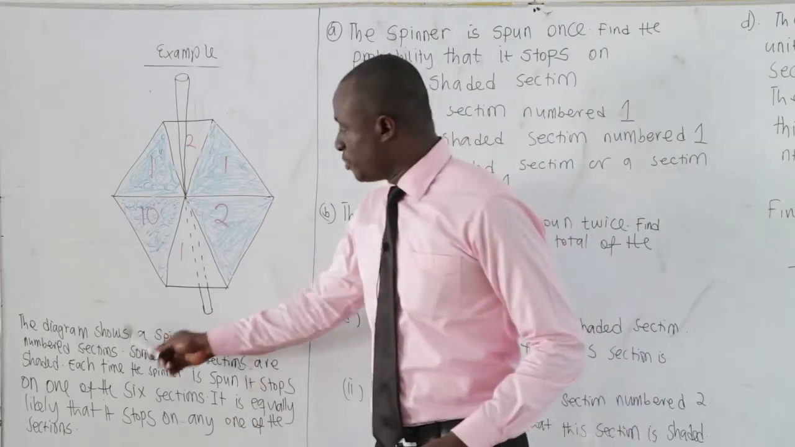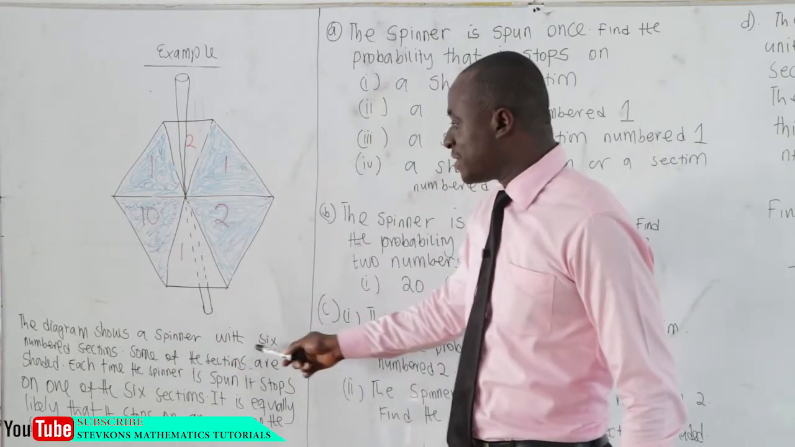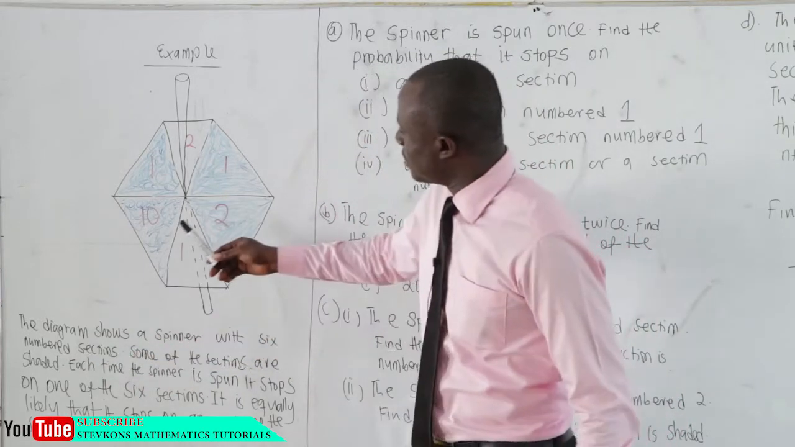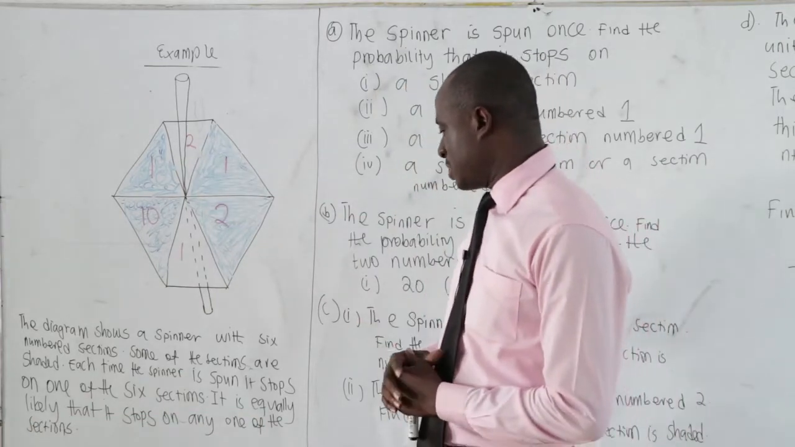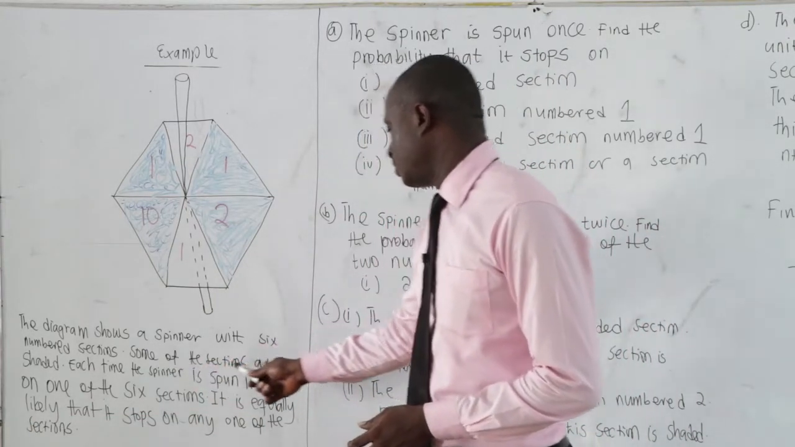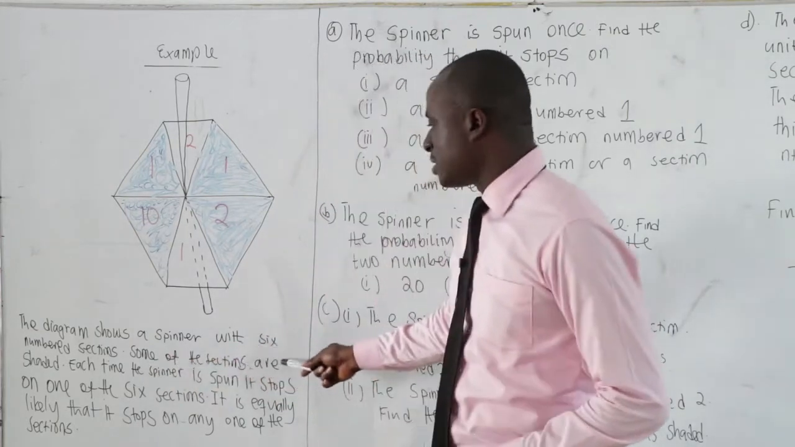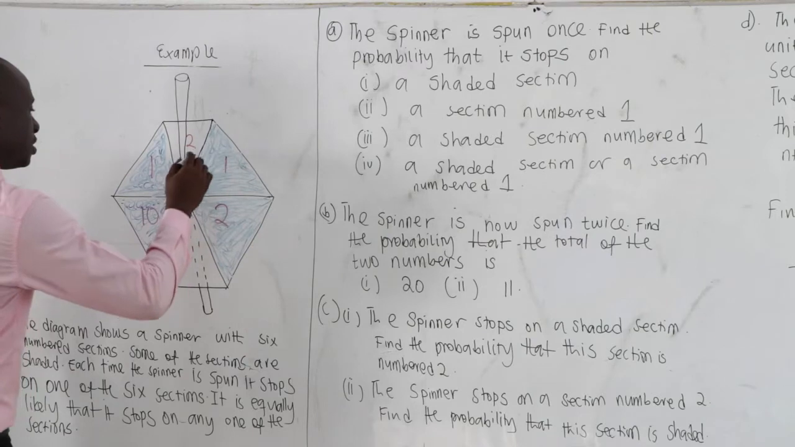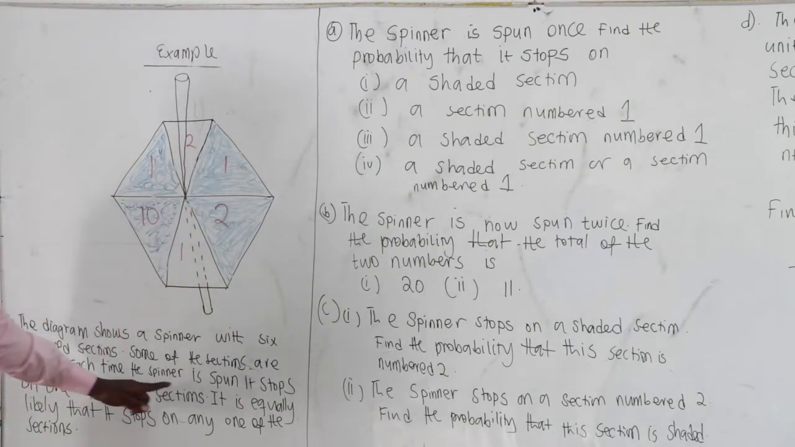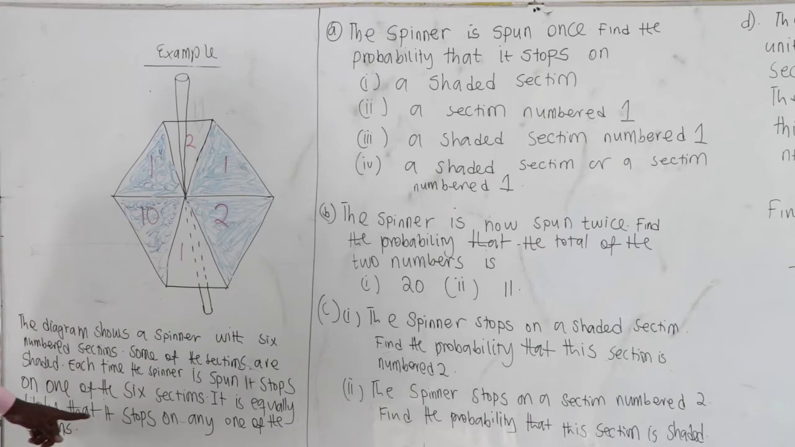It says that this diagram shows a spinner with 6 numbered sections. So the sections we have are 1, 2, 3, 4, 5, 6. It says that some of the sections are shaded. So you can see that these 2 parts are shaded, these 2 parts too are shaded. Each time the spinner is spun, it stops on one of the 6 sections. It is equally likely that it stops on any one of the sections.